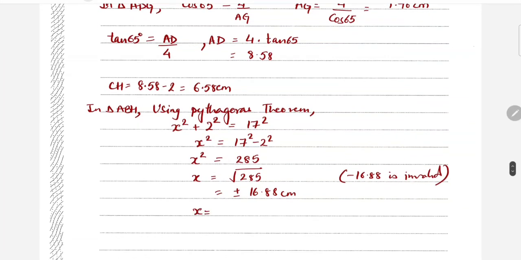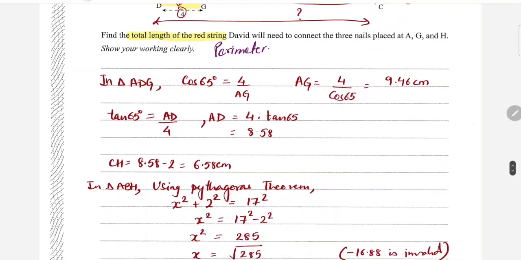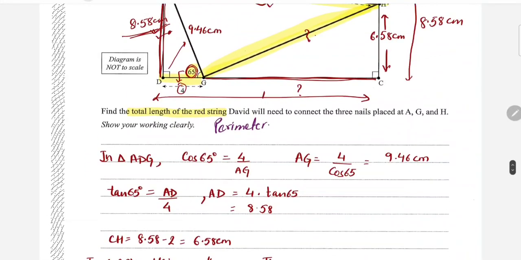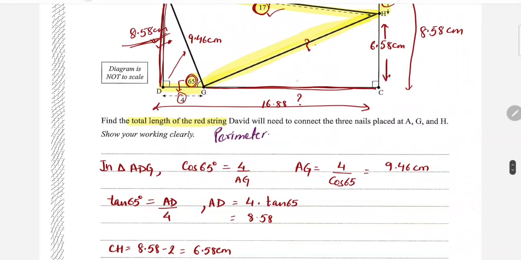So we will use x equals 16.88 centimeters. Now, once we have got the total length, we bring it down. So DC, the full length, is now 16.88. We need GC. So GC is 16.88 minus 4, which is 12.88 centimeters.